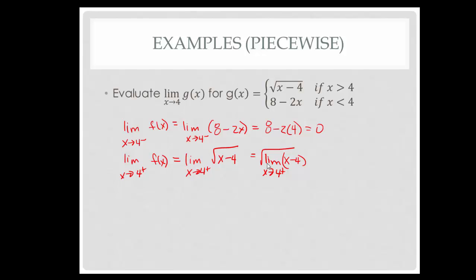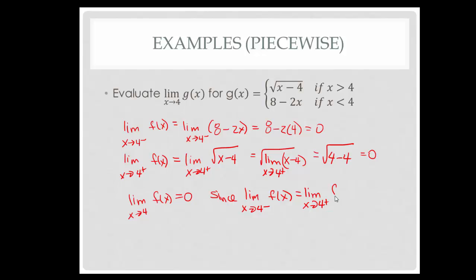Now that limit is a polynomial and therefore eligible for direct substitution. So when you directly sub in, you get 4 minus 4 under your square root, which gets you the square root of 0, which is 0. So notice in this case, the left-hand limit and the right-hand limit agree. So therefore, the limit as x approaches 4 of f of x equals 0. Since the limit as x approached 4 from the left on the function was the same as the limit as x approached 4 from the right on the function, and they were both equal to 0.